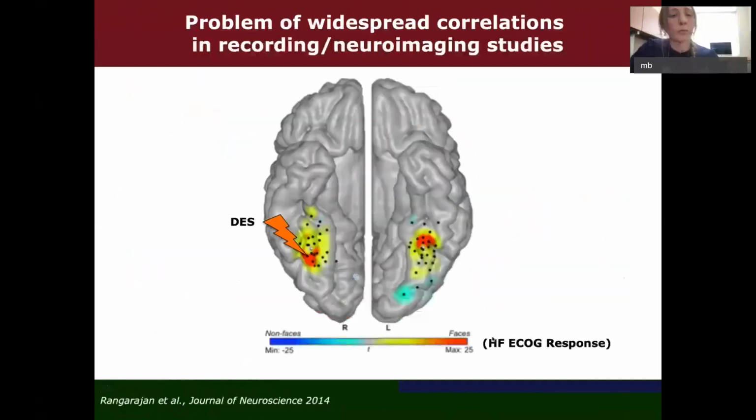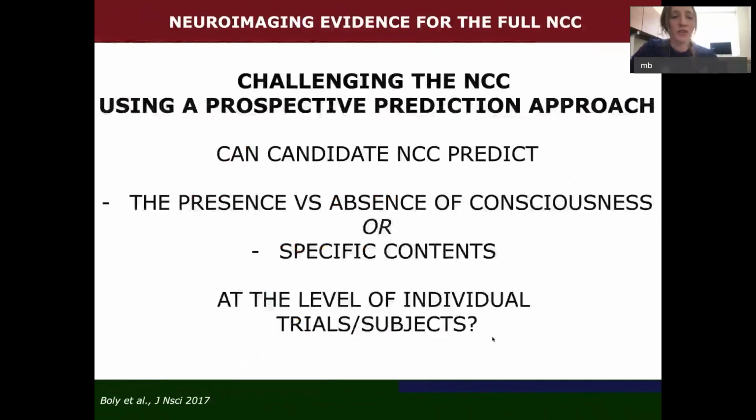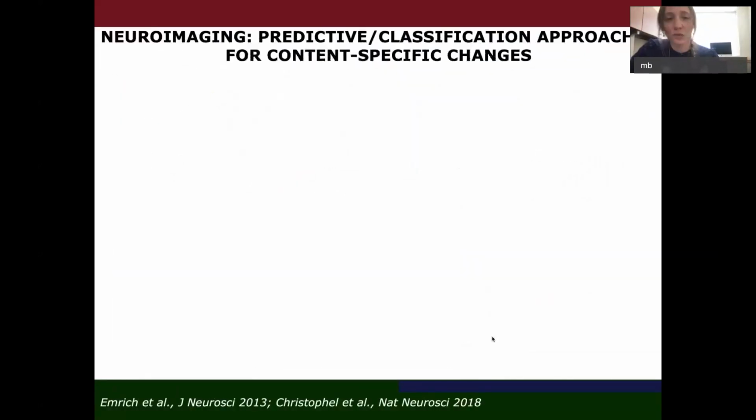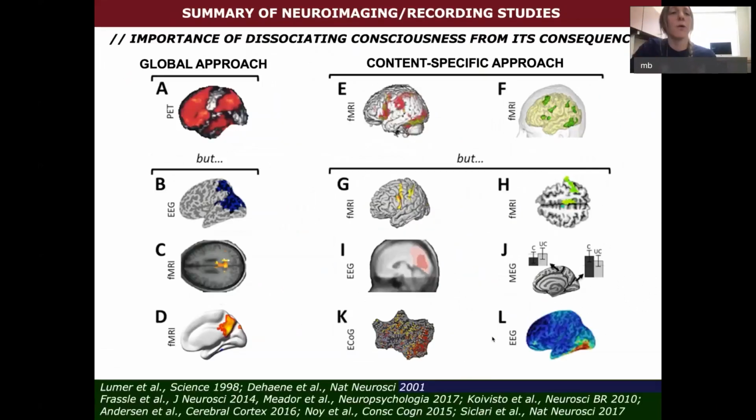I could talk an hour about this. But just basically, you can use neuroimaging in different ways to try to predict at the individual level. Sorry, but I don't think I'll have time. The big picture that seems to emerge, though, is that if you dissociate consciousness from its consequences, like in the recent studies, you actually find that a lot of the neural correlates of consciousness are in the back of the brain, not so much involving the front of the brain.